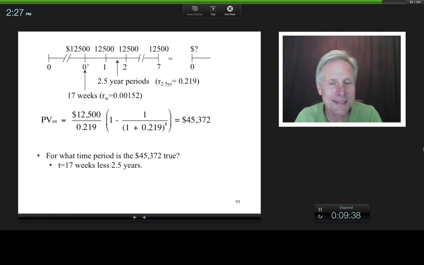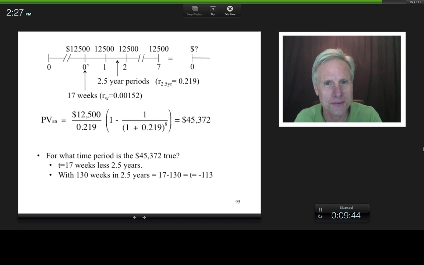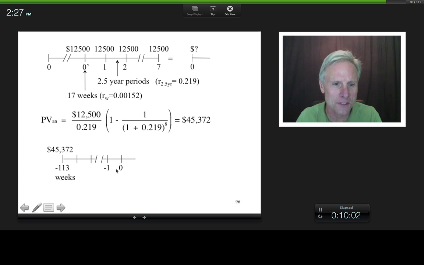So how many weeks in 2.5 years? Well, there's basically 130 weeks in 2.5 years. Okay, so that's 52 weeks a year. So 52 times 2.5 comes to 130. So this is true for time period t equals 17 minus 130, or t equals minus 113 weeks. So if we picture what that looks like, it looks like this. Here's today, time 0, and this solution is true for 113 weeks prior to today. So the question says, well, what is the value of this annuity when? Do you remember? They want to know, what is it worth at time 0?